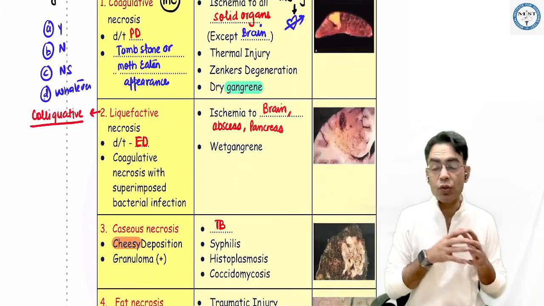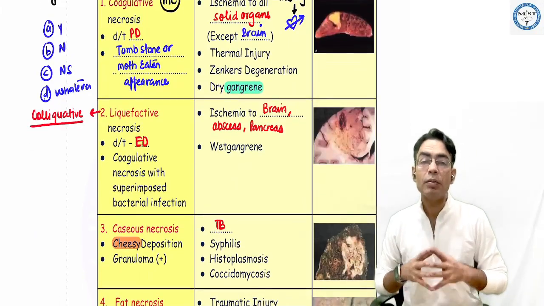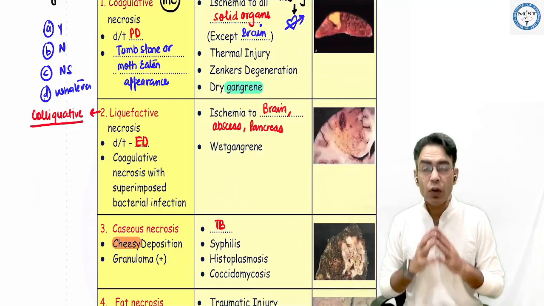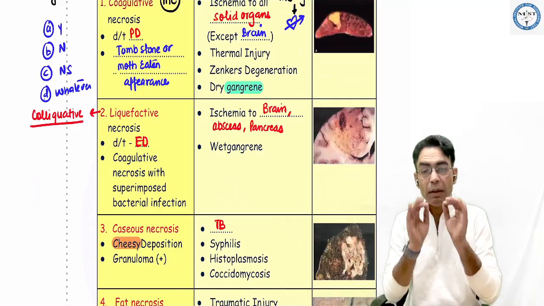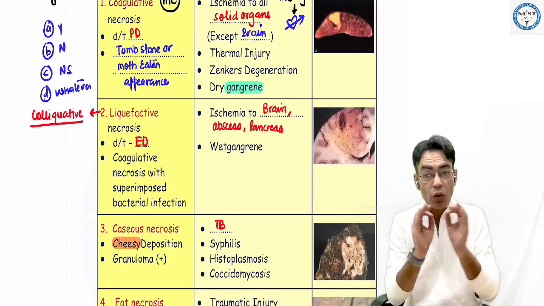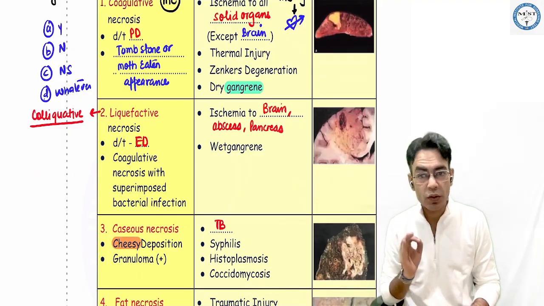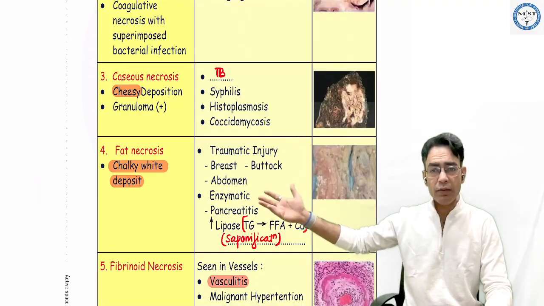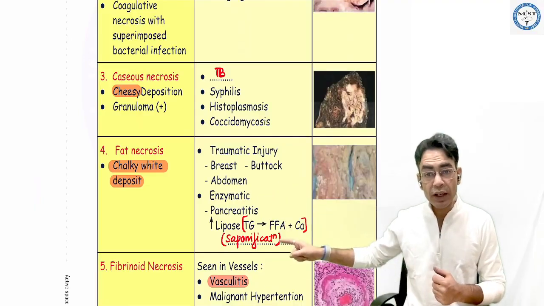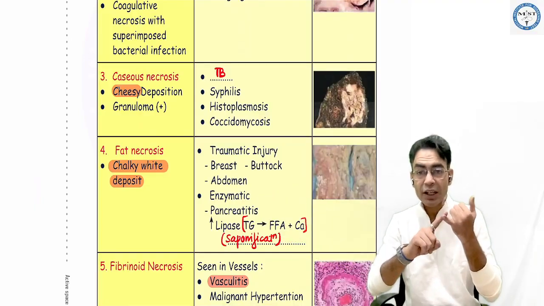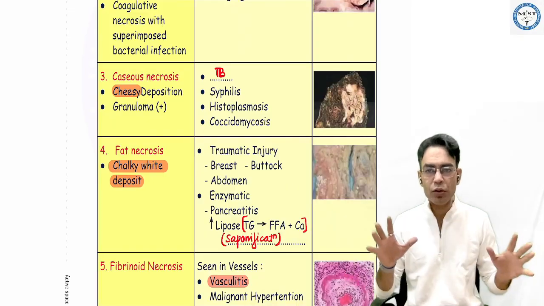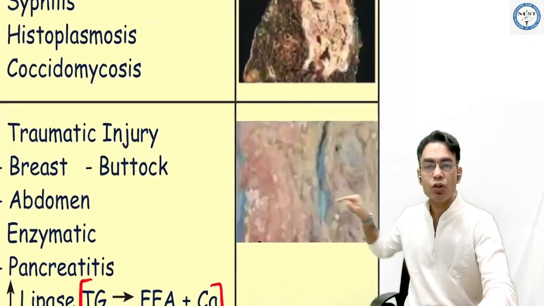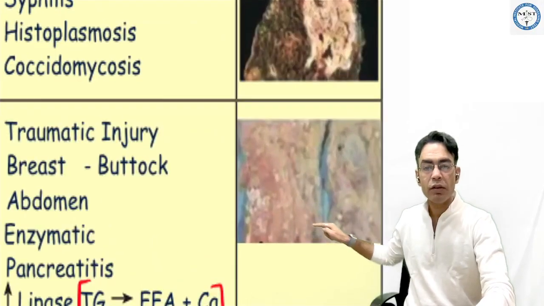Liquefactive necrosis is due to enzymatic digestion, and it is seen in ischemia to the brain and abscess, and in the pancreas. Wet gangrene is an example of liquefactive necrosis. Please remember that liquefactive necrosis is also called colliquative necrosis. Then caseous necrosis is seen in TB. For fat necrosis, we know the process of saponification will be seen. It is seen in fat tissue like the pancreas or any adipose tissue, and it will have chalky white deposits.